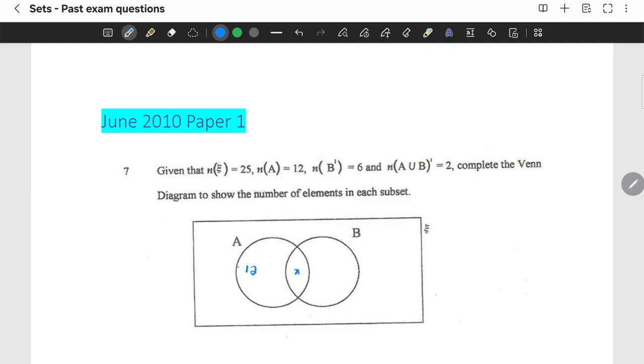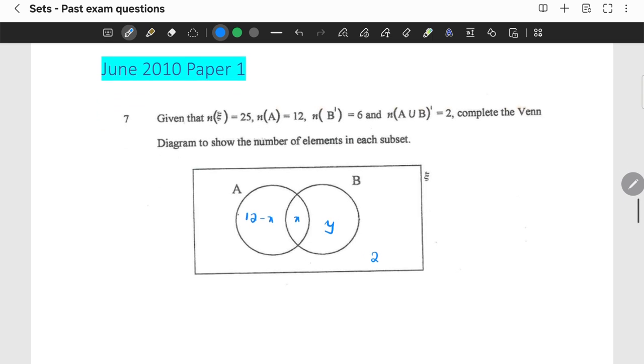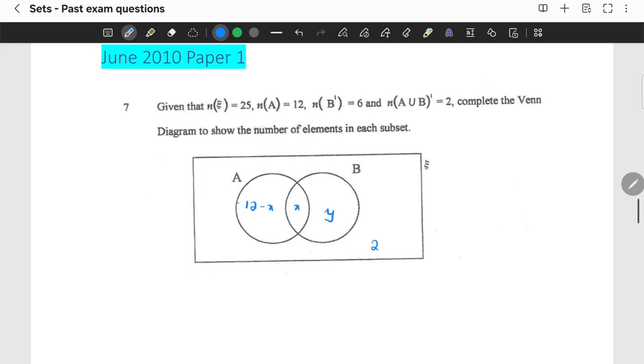Number in A union B complement is 2. So that's the number outside of A and B. Number in B complement is 6. So this is 12 minus 6. And we don't know what's in B. Let's call it y, right? So firstly, we can find number of B complement.